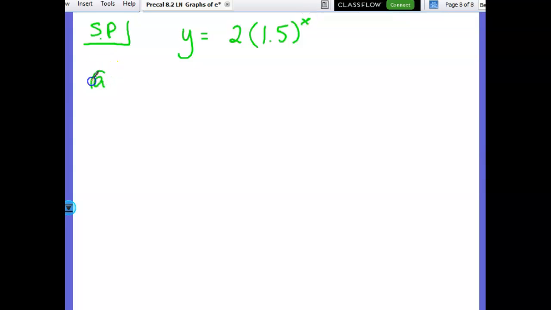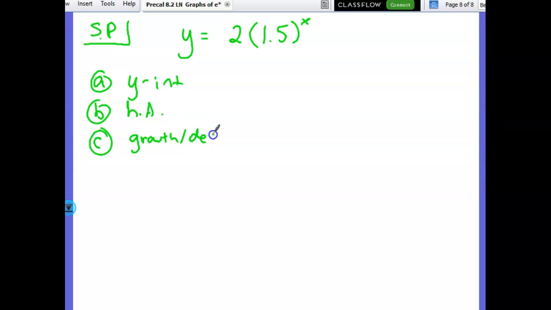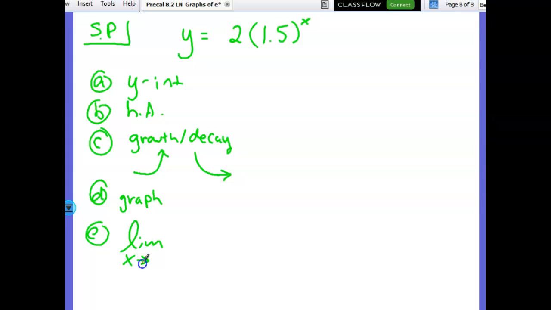Okay, so I want you guys to find me the y-intercept. I want you guys to tell me the horizontal asymptote. I want you guys to decide, is it growth or decay? And based on that, you should know the shape of the graph. Then I want you guys to graph it. And then I want you guys to fill in these blanks here. Try that one out. I'll give you a few moments.